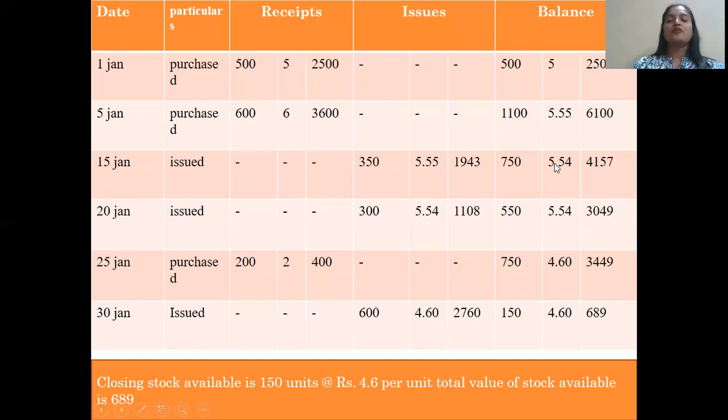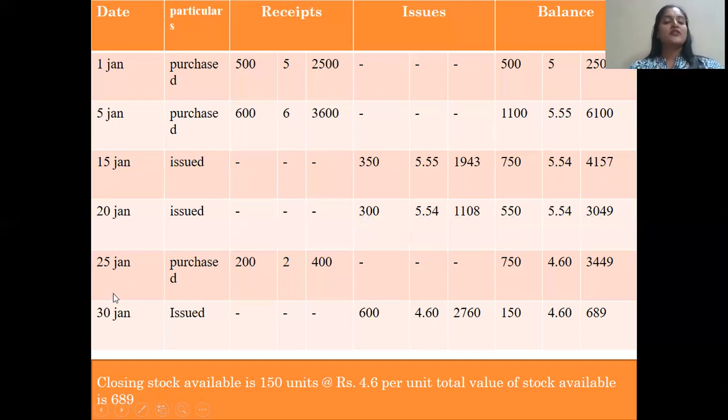What is the cost per unit? 5.54. Take the same rate here. 300 into 5.54, you are going to get 1108. Now you need to go for the balancing. 750 minus 300, 550. 4157 minus 1108, you are going to get 3049.